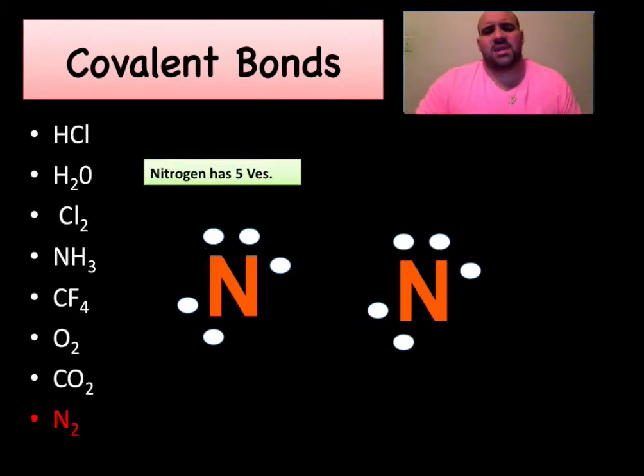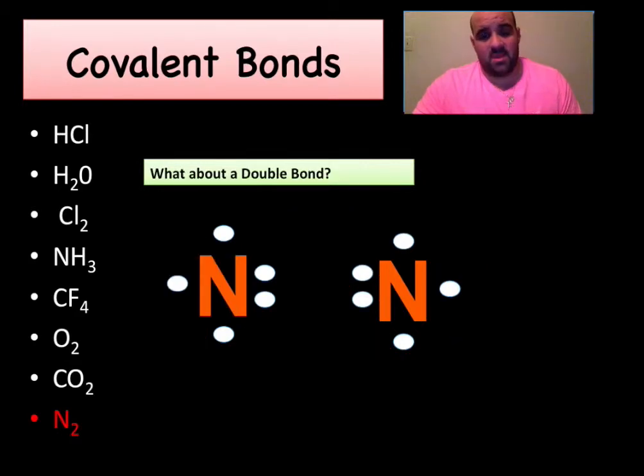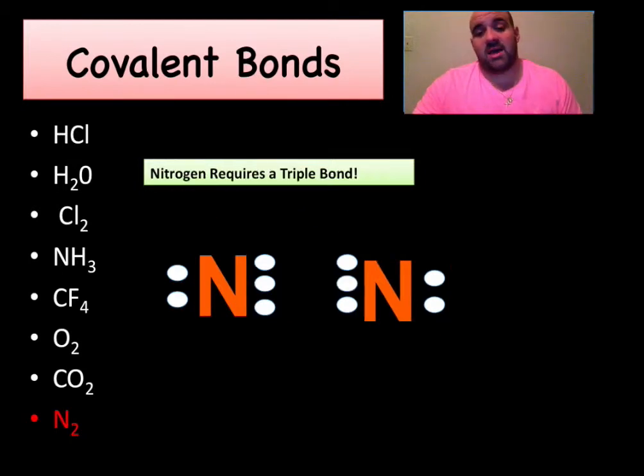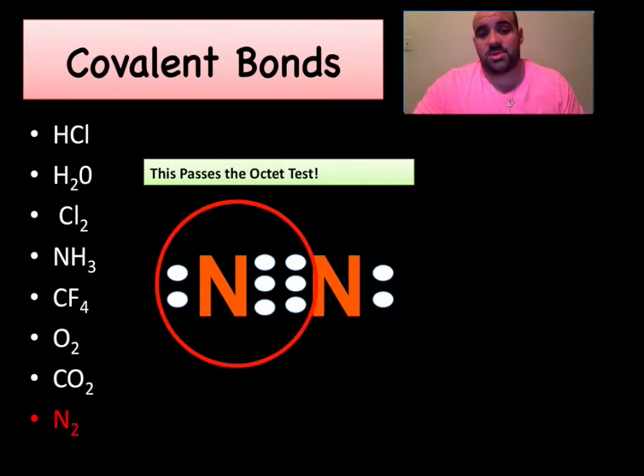Let's look at nitrogen. Nitrogen has 5 VEs, and same story. If we combine it, well, we're not getting an octet there. So let's try a double bond for nitrogen. And let's put this together. Nitrogen still fails the octet test. So what can we do? Well, if a single bond doesn't work and a double bond doesn't work, we can try a triple bond. And this does work. Nitrogen passes the octet test.